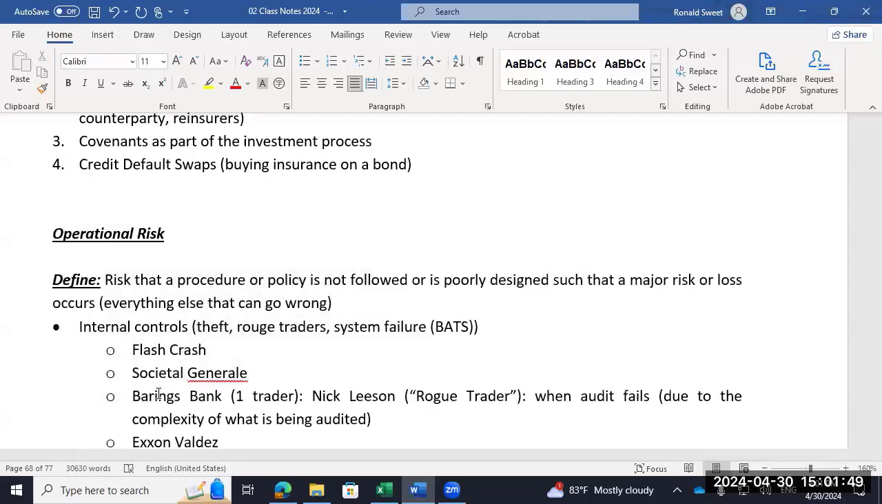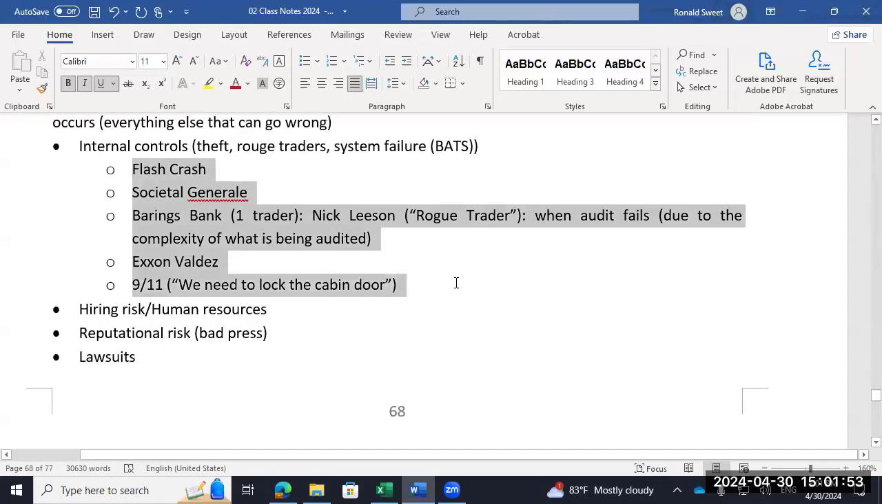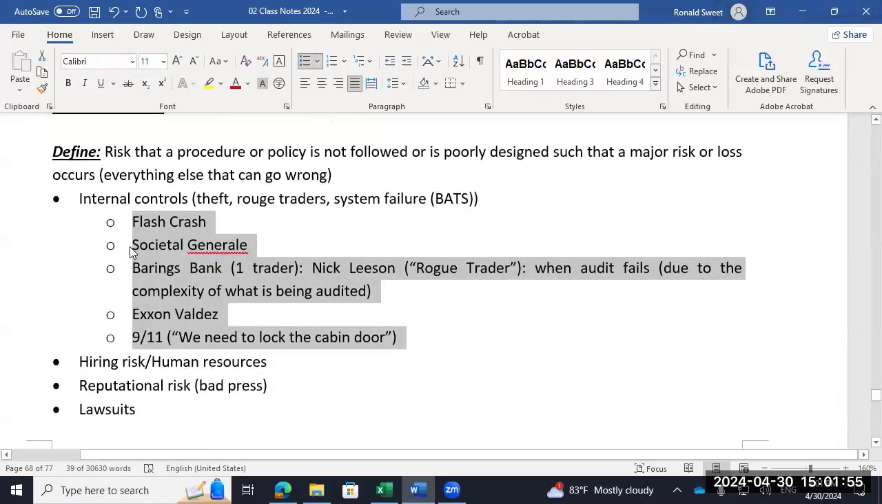All right, operational risk I won't talk too much about, but there's a lot of things that have gone wrong historically where firms just have bad controls. So if you're an auditor or an accountant, you're going to spend a lot of time on internal controls, how you control for theft, employees that are just messing things up, system failures.